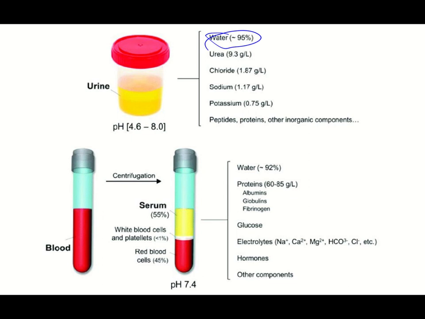We can use urine analysis to tell us about kidney function. If there is an increase in the amount of glucose in a person's urine, for example, it could be a sign of diabetes.